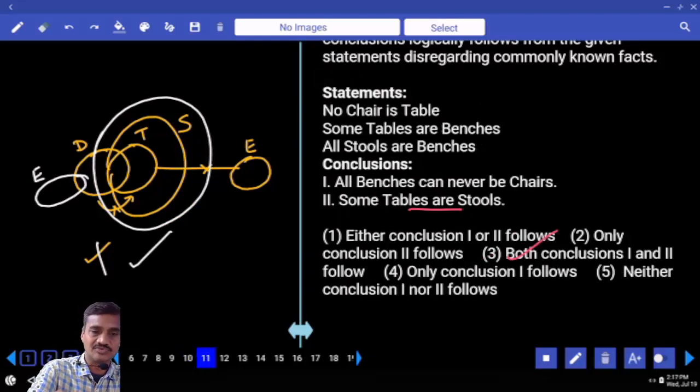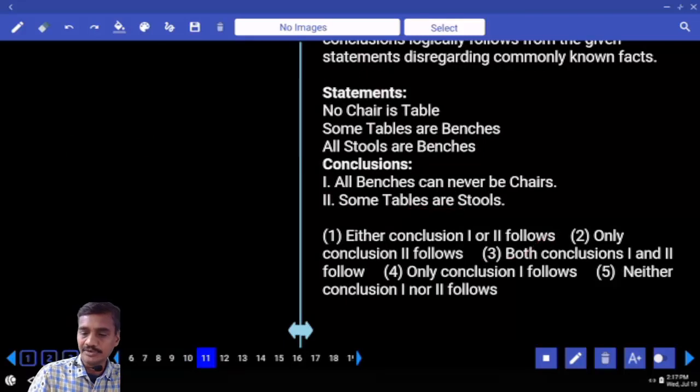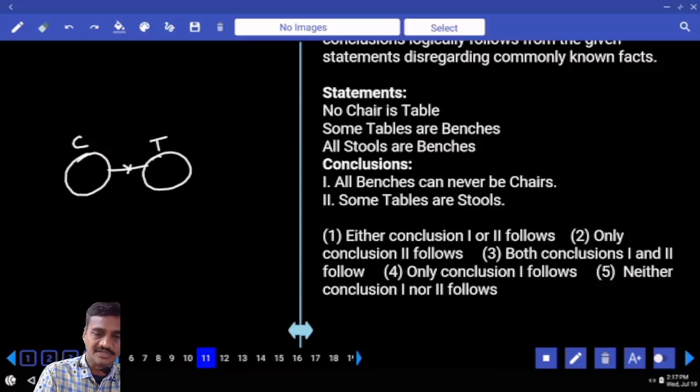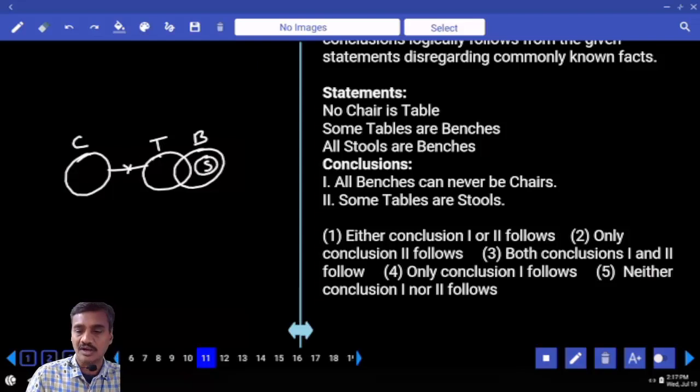Then next one, 11th one. No chair is a table. Now this is chair and a table. No chair is a table. And some tables are benches, table and a bench. And all stools are benches. Now the center stool is a part of this bench. All benches can never be chairs. Now here he is claiming that this entire bench can never be a part of this chair at all.